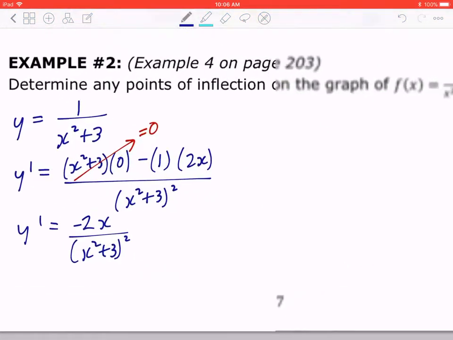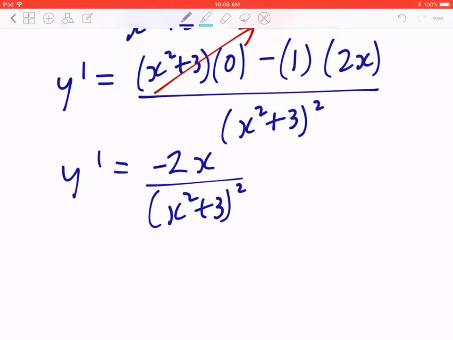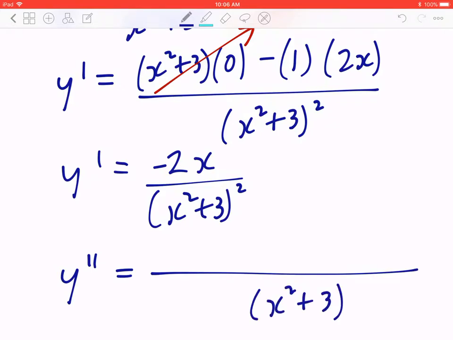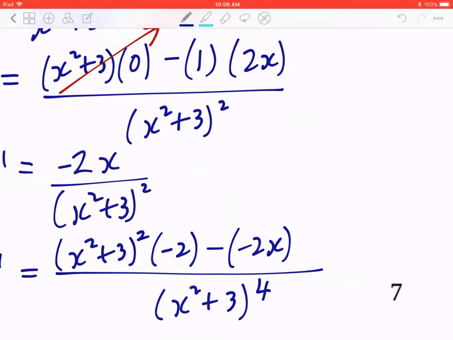Let's keep going. Now we're going to find the second derivative. Let me start it from here and I'll continue in the next column. In this case, you will practice the quotient rule. So you square the bottom, x squared plus 3 squared to the power of 2, that becomes 4. Step 2, you copy the bottom to the top, x squared plus 3 quantity squared times the derivative of the top, which is negative 2, minus, you copy the top, negative 2x, and you multiply by the derivative of the bottom.